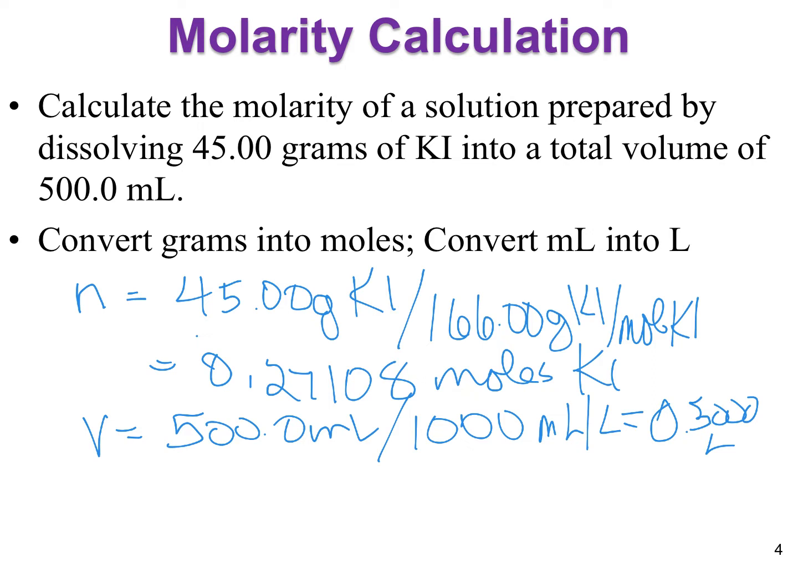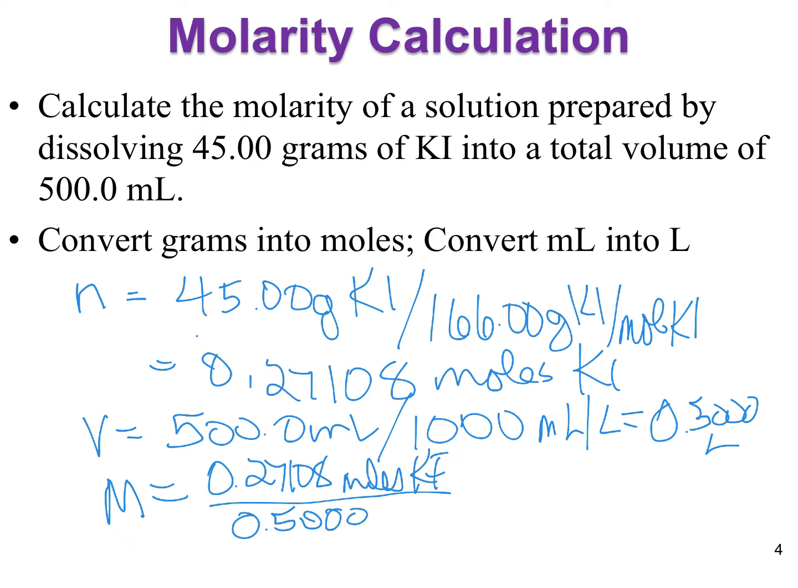Thus, the molarity of the potassium iodide solution is 0.27108 moles KI divided by 0.5000 liters of solution, giving a concentration of potassium iodide, KI in square brackets, equals 0.5422 capital M or moles per liter.